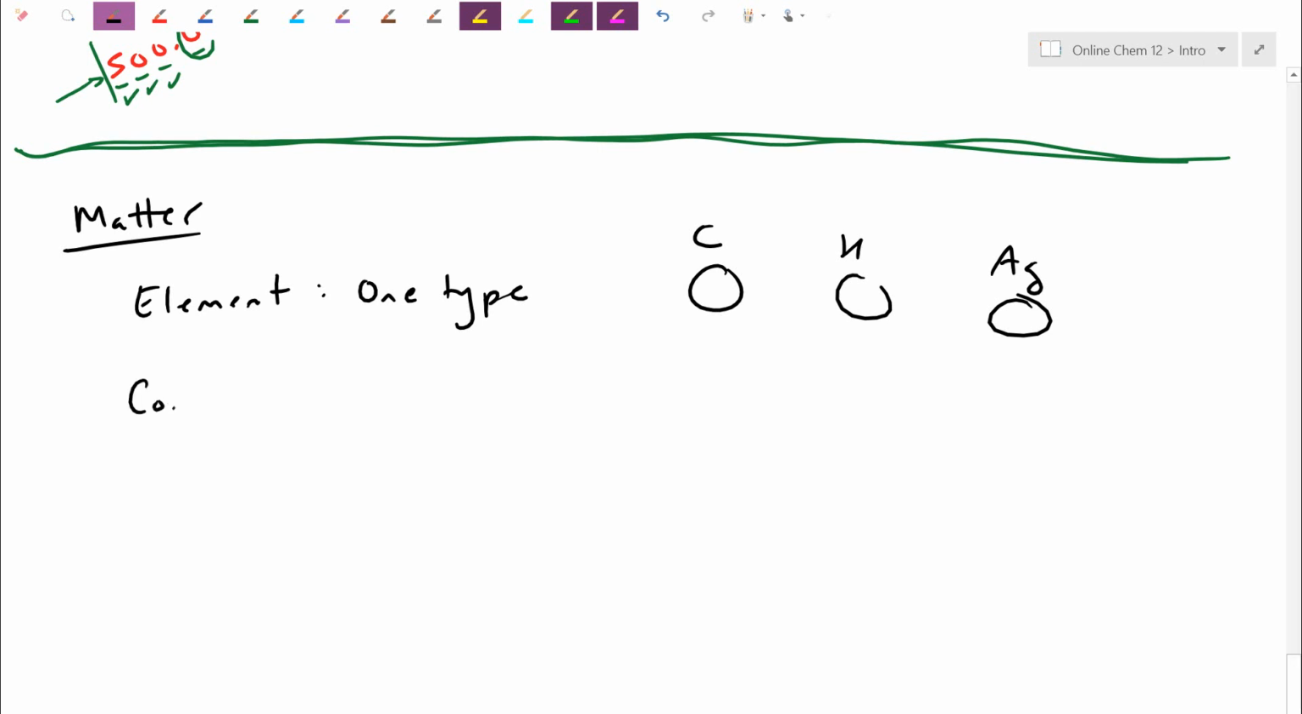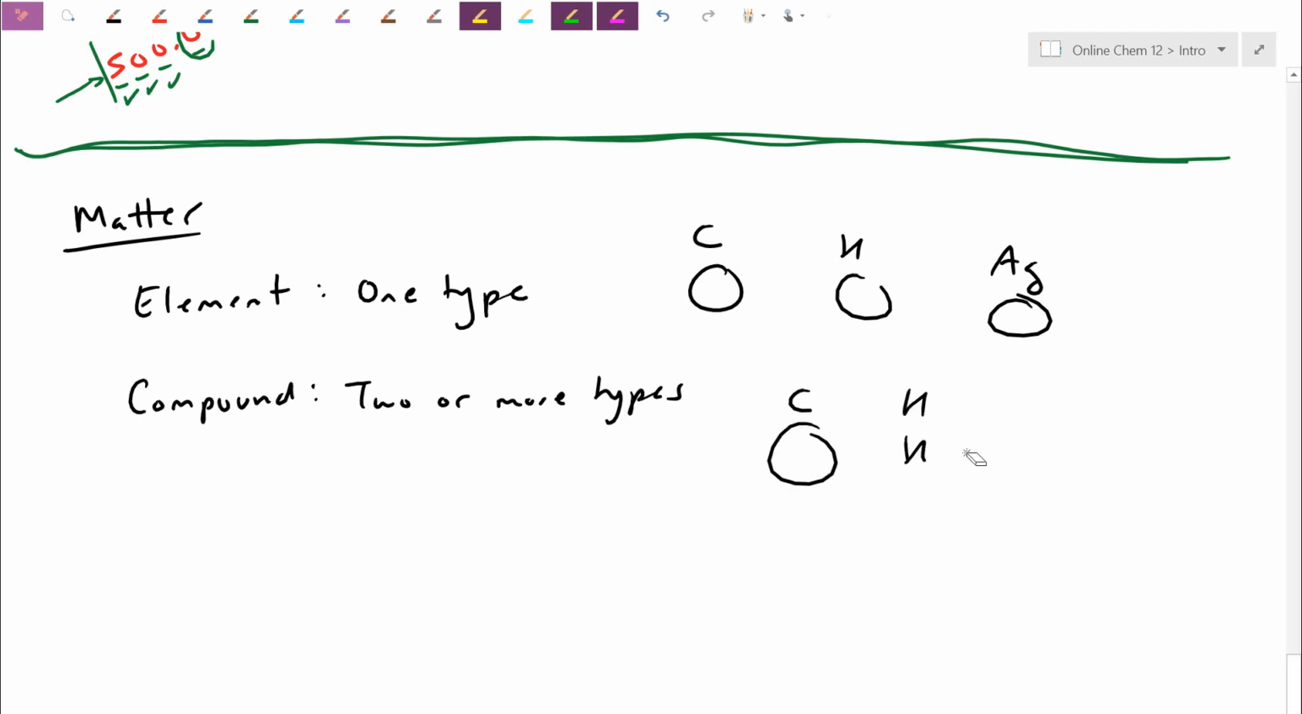Let's now contrast the word element here with a compound. Both of these are referred to as pure substances, even though compounds are 2 or more types, right? So if I take, let's say, the C kind and the H kind, and I just bond them together, well, isn't that impure? Isn't that like, well, I have a C kind and H kind?